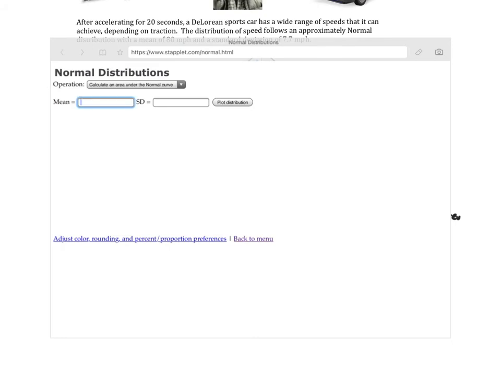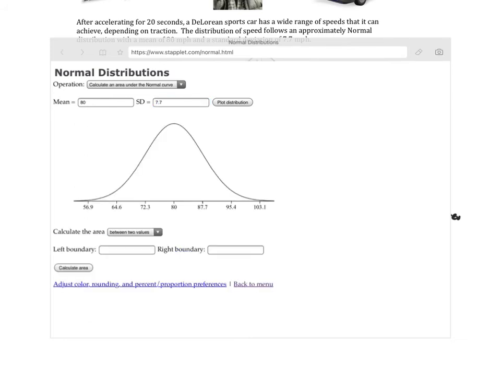All right, so the mean speed was 80 miles per hour. The standard deviation was 7.7. Plot the distributions, same one that we have. And we want to know the area. What's the area under the curve? So I'm okay with this calculation or operation. And we want to know between two values. So this is good also.